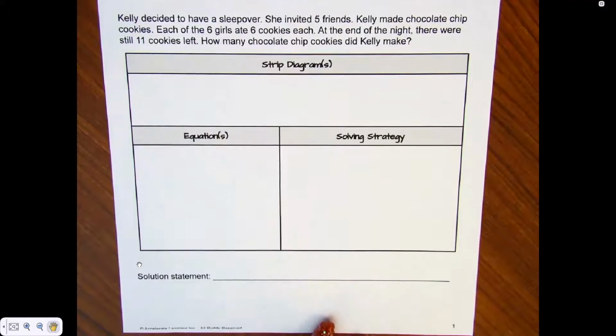Kelly decided to have a sleepover. She invited 5 friends. Kelly made chocolate chip cookies. Each of the 6 girls ate 6 cookies each. At the end of the night, there were still 11 cookies left. How many chocolate chip cookies did Kelly make?